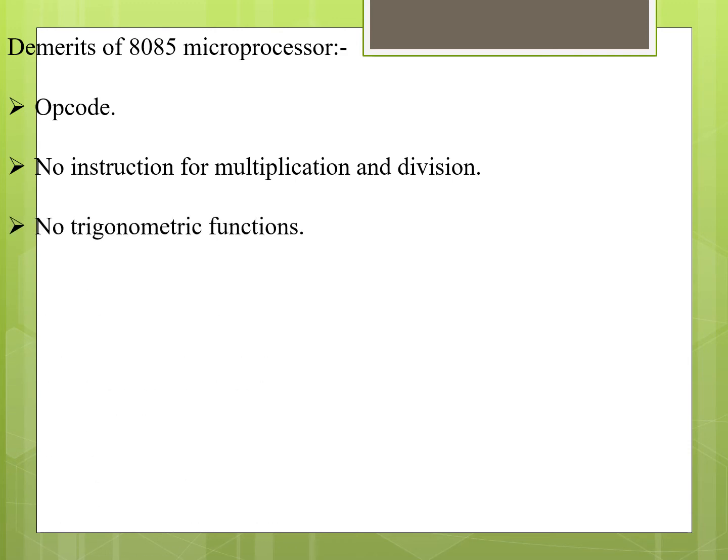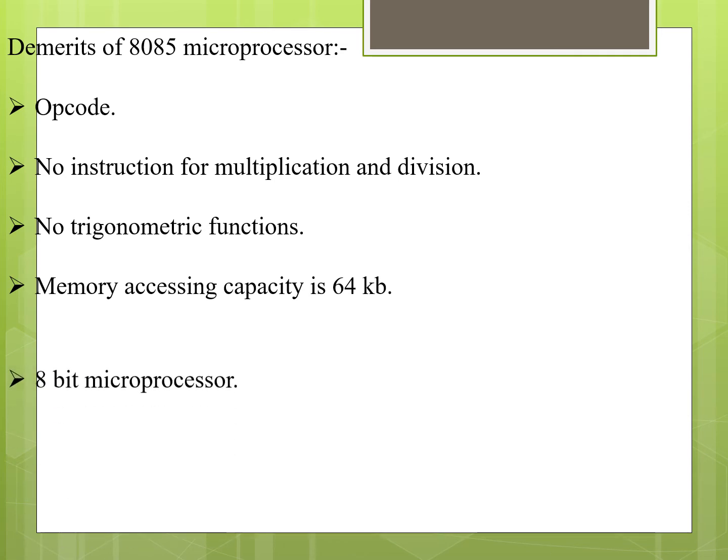It doesn't perform any trigonometric functions like sine, cot, cos, etc. Memory accessing capacity is just 64 KB, so it has limited memory accessing capacity. And lastly, it is an 8-bit microprocessor. So we can only do 8-bit operation at a time, and if I'm going to do 16-bit or 32-bit operation at a time, the program becomes lengthy. So all this comes under the demerits of the 8085 microprocessor.